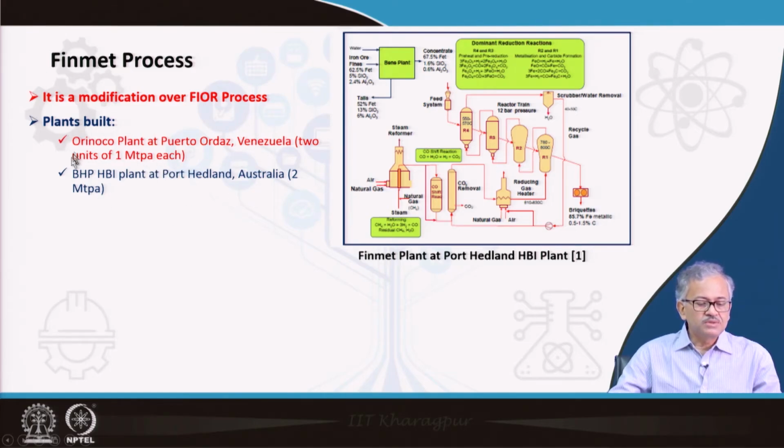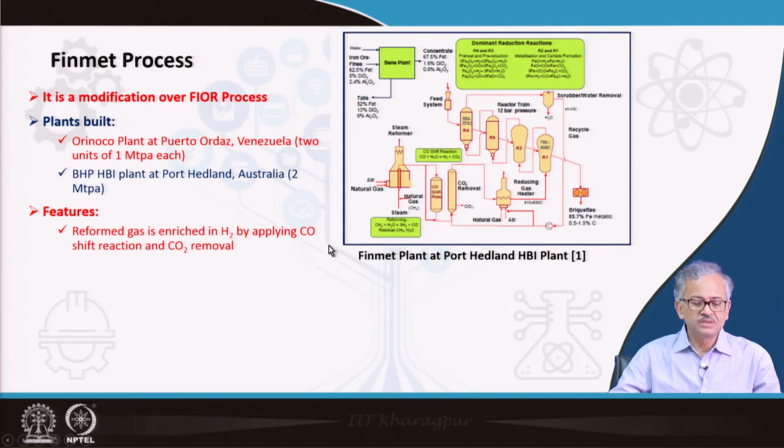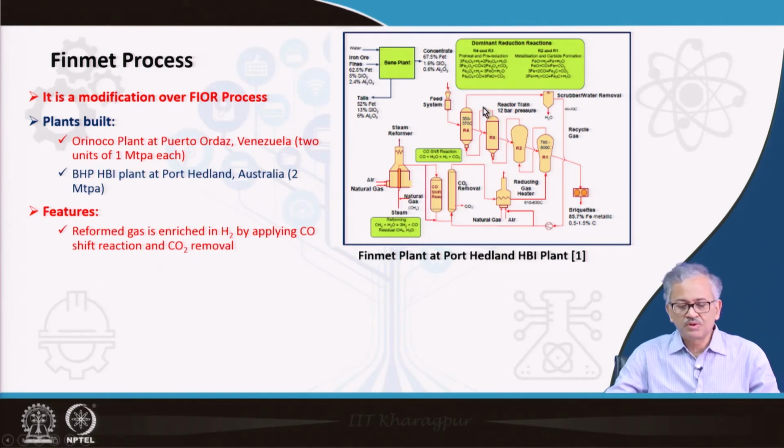And then another plant was established in Australia, that is called the BHP HBI plant at Port Hedland. And this has a capacity of around 2 million ton. So this 2 million ton capacity plant was built, but later on it was stopped because of an accident. I will talk about that.